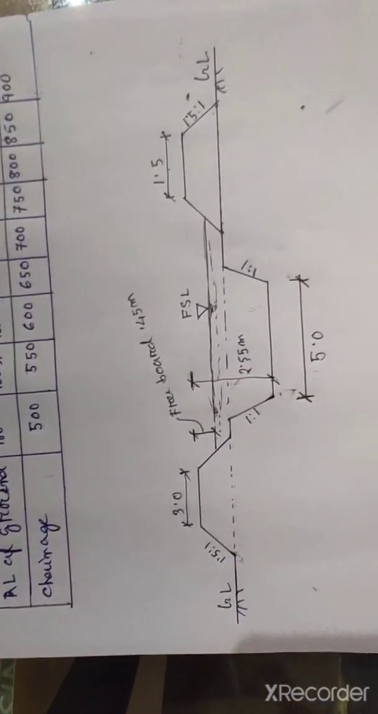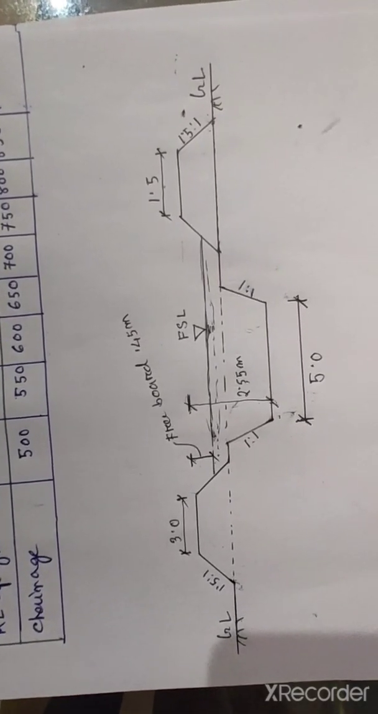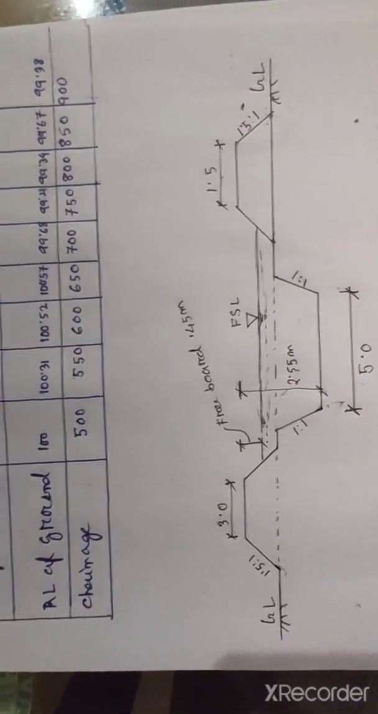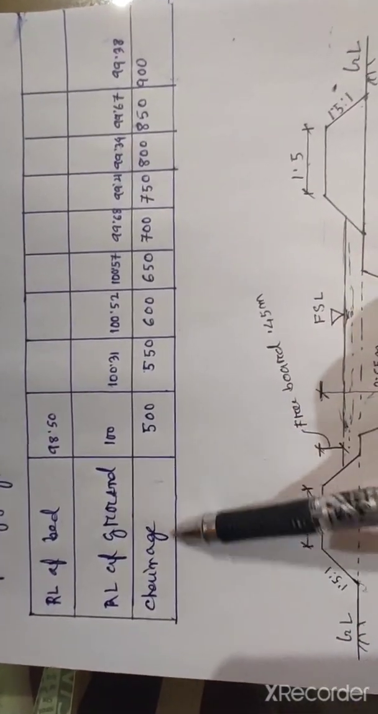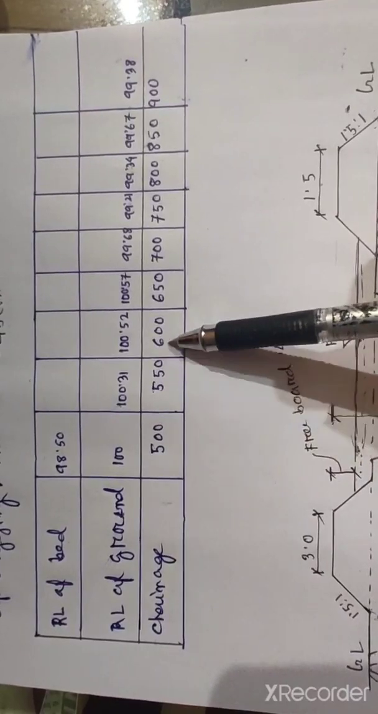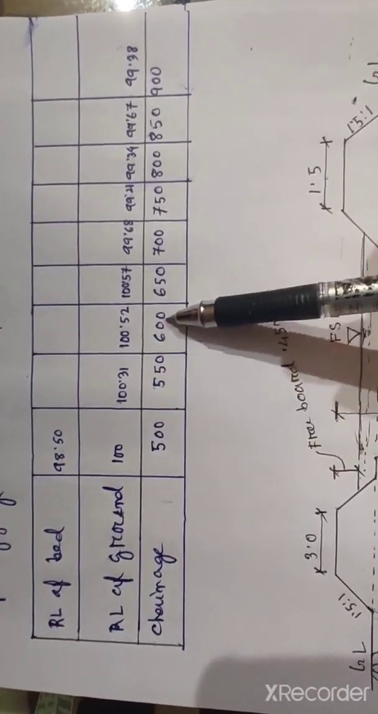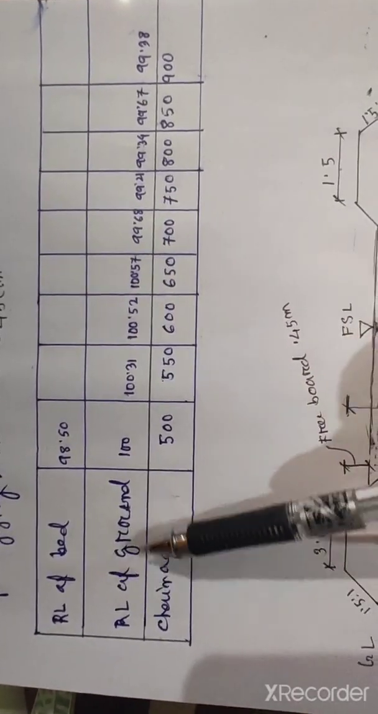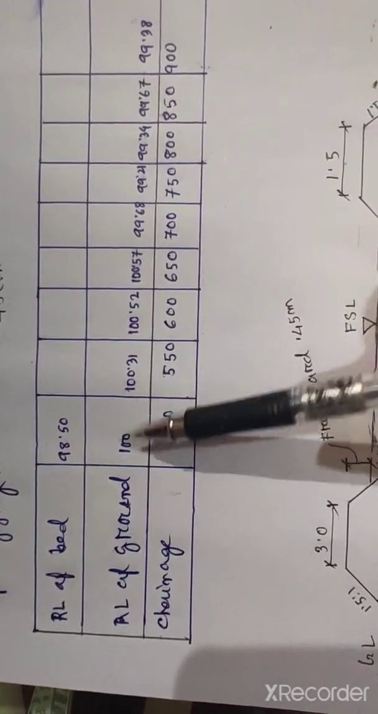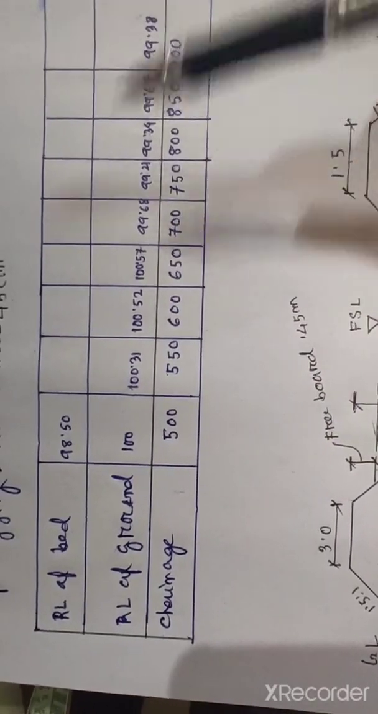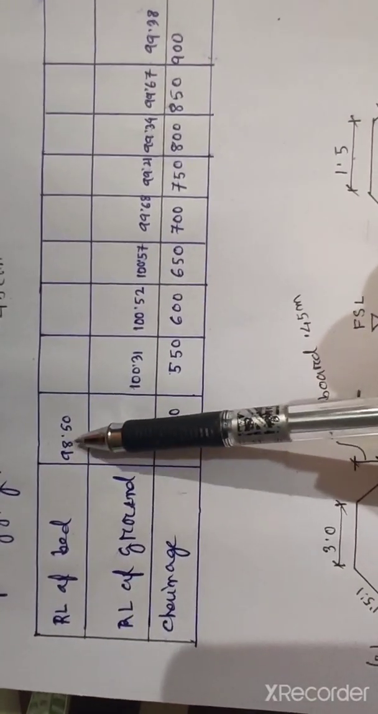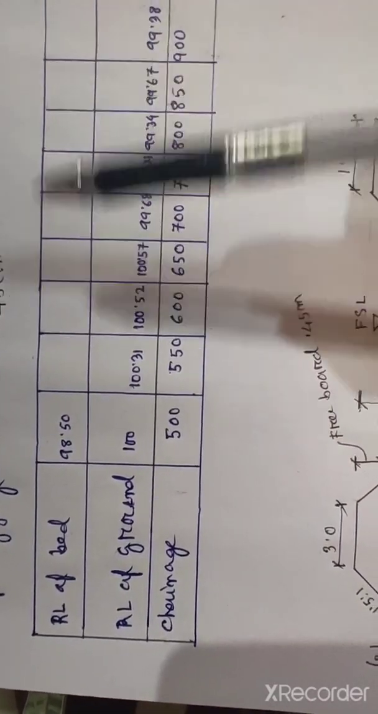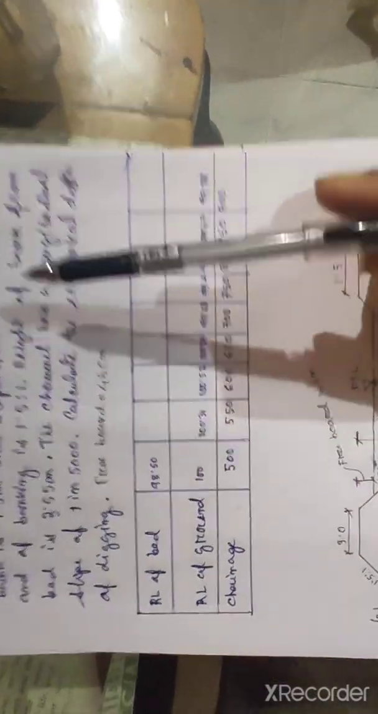So in this case we have to adopt case number 2, partly in cutting and partly in filling. And these are the given data. This is the chainage 500, 550, 600, 650. There is a difference of 50 meter from each station to the other. These are the ground RL. And the RL of the bed at the very beginning point is given. Other RLs we need to find out. How can we find out? We will have to find out with the help of this gradient.